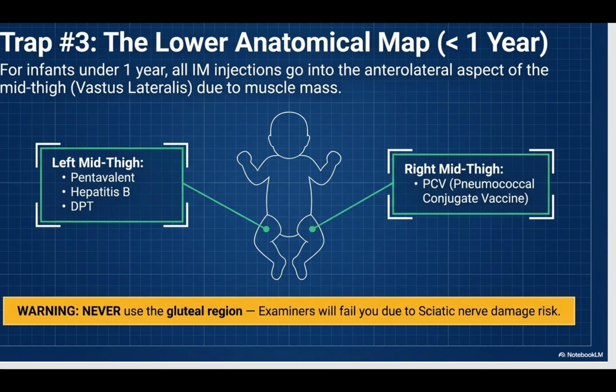In the left mid thigh we give pentavalent and the other toxoid containing vaccines like DPT and hepatitis B. In the right we give the pneumococcal conjugate vaccine. This should be remembered that it should be spoken as mid thigh, not the thigh, and never say gluteal region, because as a rule no vaccine should be given in the gluteal region.